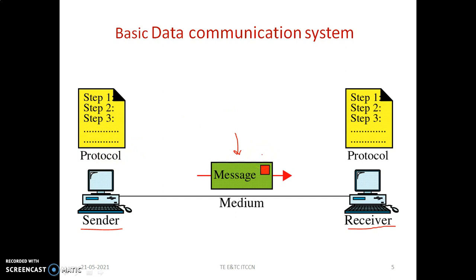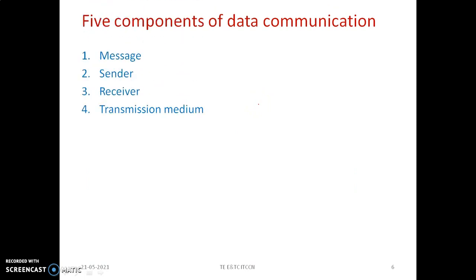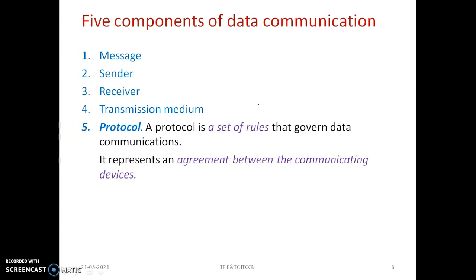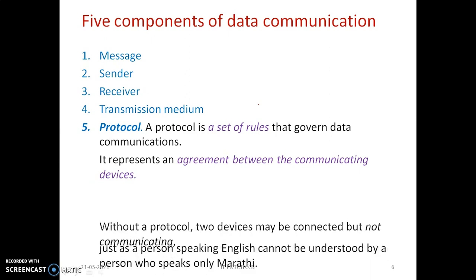So this is a pictorial representation of basic data communication, where the sender, receiver, the medium through which the message is to be conveyed, and then the set of protocols that governs the transmission. So this is what we have seen just now, the 5 main components of a data communication system in general: message, sender, receiver, transmission medium, and protocol. So protocol is a set of rules that govern data communications. It indicates agreement between the communicating devices.